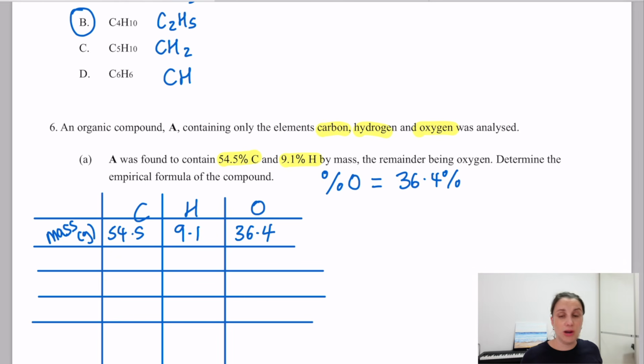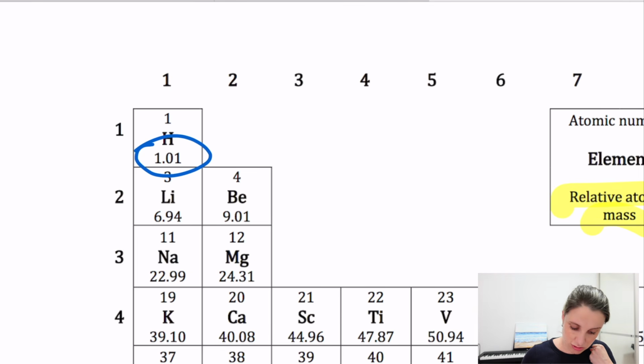Then what we're going to do is work out the moles of each of these. So to work out the moles, you're going to need to take the formula mass of each one. So carbon is around 12, you've got 12.01, hydrogen is 1.01, and oxygen is 16.00. That information I'm pulling straight from the periodic table. It's coming straight from these numbers here, okay?